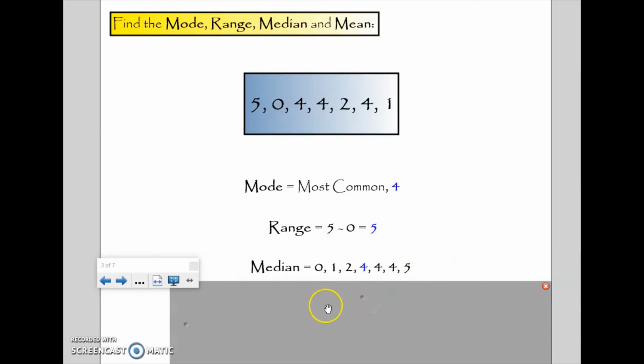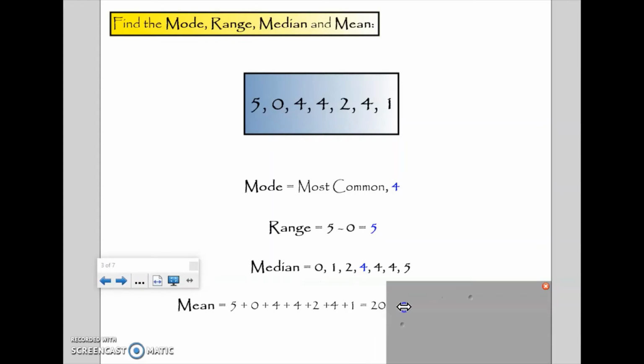Now we're looking for the mean. So again, we're going to add up all of the numbers in the data set. So we're going to add them together to get a total this time of 20 again. Then we're going to divide by how many numbers are in the data set. This time we're dividing by 7. That's going to tell me that the mean is 2.86. Looks as if I've rounded that to 2 decimal places.